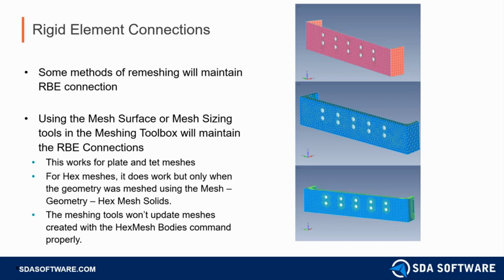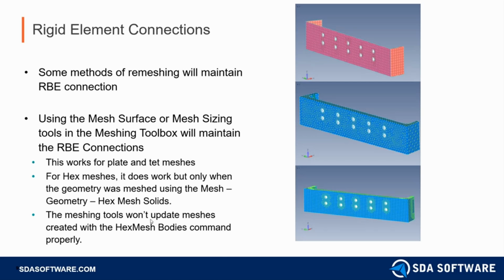All right, there are a couple of methods of remeshing that will maintain the RBE connections. If we are using the mesh surface or mesh sizing tool in the meshing toolbox, it's going to automatically reconnect. I'm going to show you that here in just a minute. This will work for plate and tet meshes. For hex meshes, it'll work, but only if it's meshed using the mesh geometry hex mesh solids.